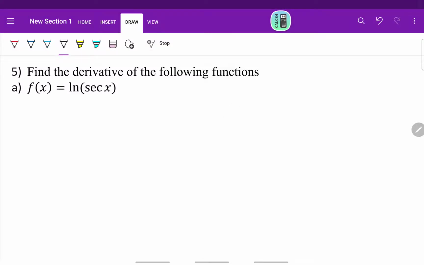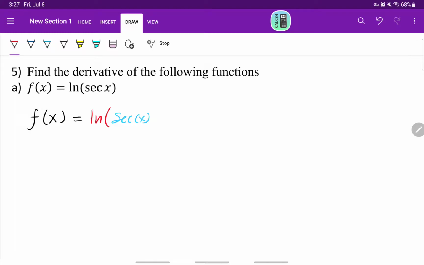All right. Number 5. Find the derivative of the following functions. A says f of x equals the natural log of secant of x. I'm going to rewrite this with different colors because I see that I have a secant of x inside of my natural log function. So f of x is going to equal the natural log of secant of x.